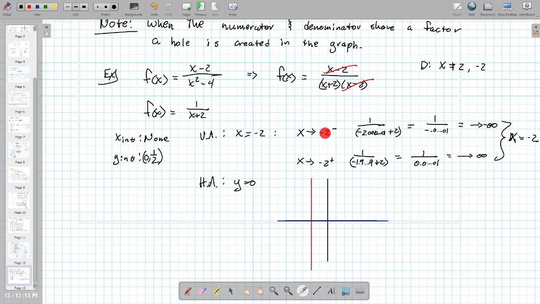As x approaches negative 2 from the left, so we're approaching this red line, but on the left side, our y is going to negative infinity. So our graph is going down like this. As x approaches negative 2 from the right, so we're approaching this red line, but on the right side of it, our y value is going to positive infinity. We have a line that's going up like this.